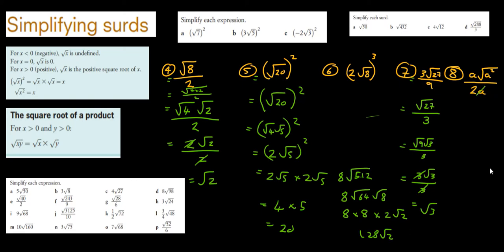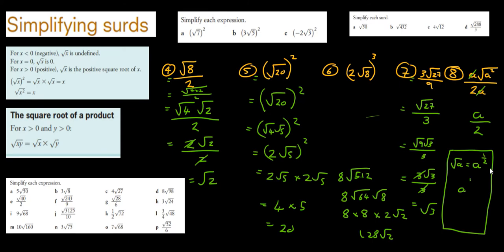Okay, so we can cancel this. This just gives a over 2. Now, you don't need to know this, but we're doing this very shortly. We can rewrite root a as a to the half.